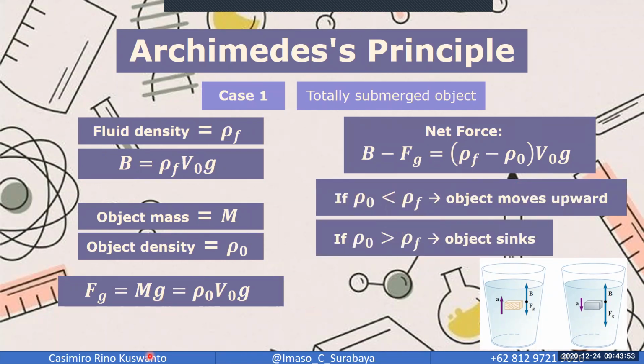Now, if rho 0 is smaller than rho f, which means the object density is smaller than the fluid density, from this figure we can see that the object will move upward, because the sign will be positive. But if rho 0 is greater than rho f, then it will be a negative sign, so the object will sink.